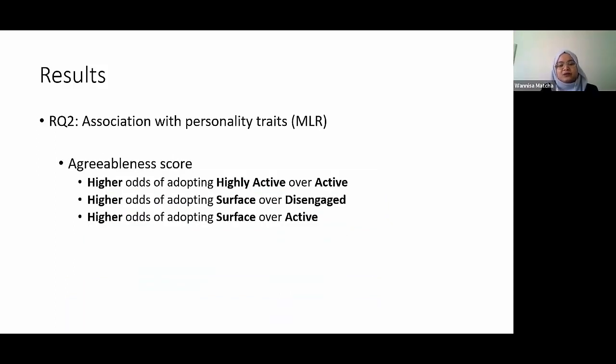When we use the multinomial logistic regression, it is used to compute the likelihood that a student will adopt a certain learning strategy as compared to the alternative learning strategy. So the significant relationships show that a unit increase in agreeableness score is associated with higher odds of adopting the highly active learning strategy as compared to the active strategy group. They also have higher odds of adopting the surface strategy over the disengaged and active strategy.